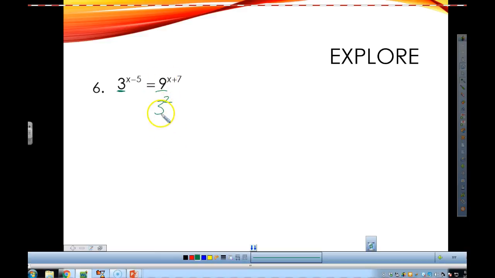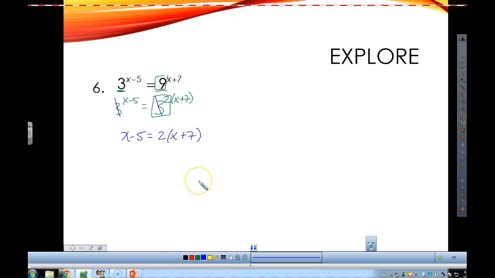So I can rewrite 9 as 3 squared, but then I still have my x plus 7 up here. 3 to the x plus 7 equals 3 to the x minus 5. So see what I've done? I've rewritten 9 as 3 squared. I still have my x plus 7, so I have to put it there. But now I see, well, wonderful, I've got common bases. Cancel, cancel. x minus 5 equals 2 times x plus 7.